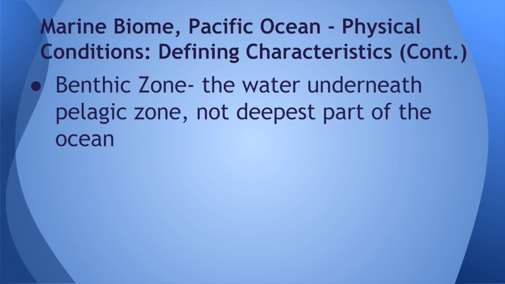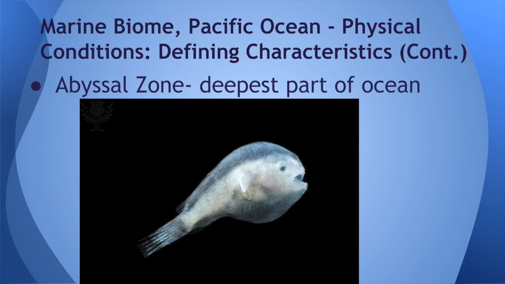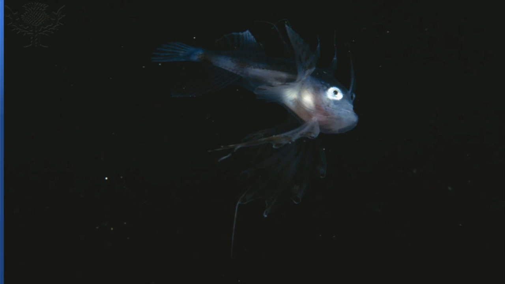The next zone is the benthic zone, which is the water underneath the pelagic zone, but is not the deepest part. The last and deepest part of the ocean is the abyssal zone, and the picture below is an anglerfish in its larval state. Anglerfish only live in the abyssal zone. This is another picture of an anglerfish in the abyssal zone.